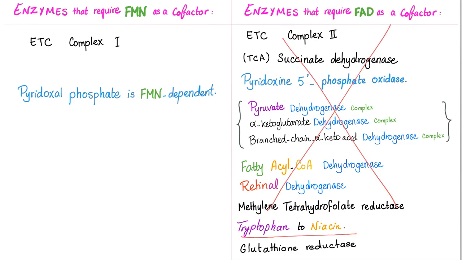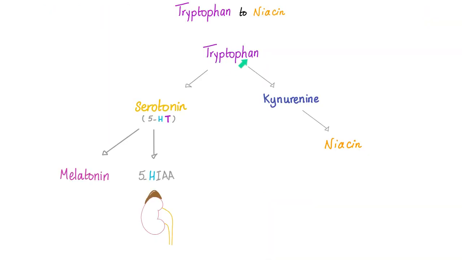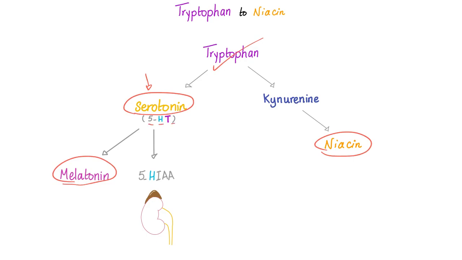And now let's talk about tryptophan to niacin. Tryptophan to niacin. First, tryptophan is an amino acid that's dear to my heart. Why? Because it can give us serotonin, melatonin, and niacin. Thank you so much, Mr. Tryptophan. Okay, I give you serotonin, also known as 5-HT.